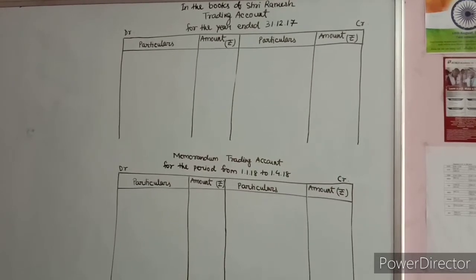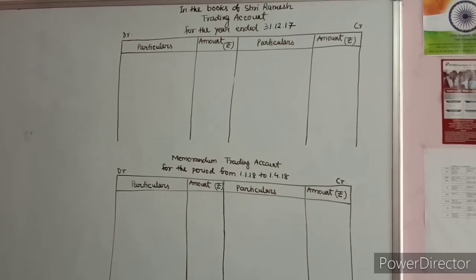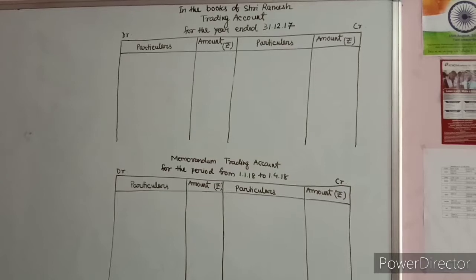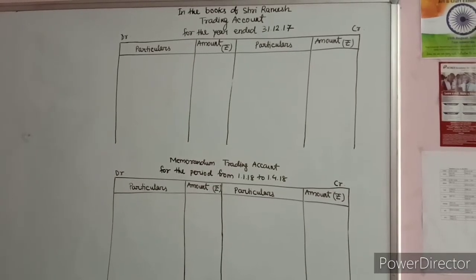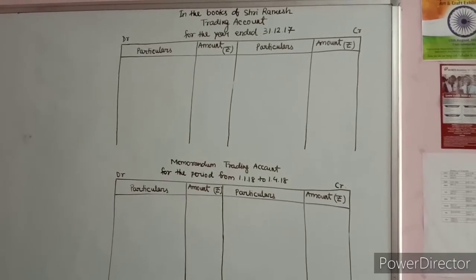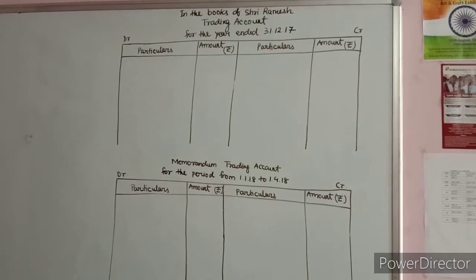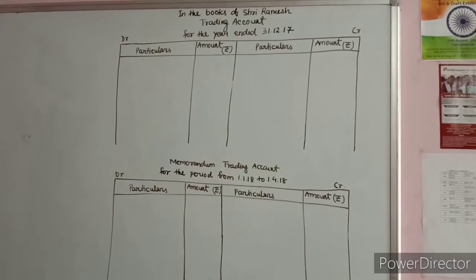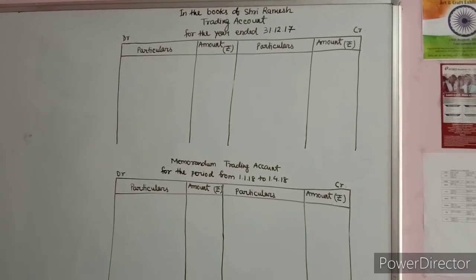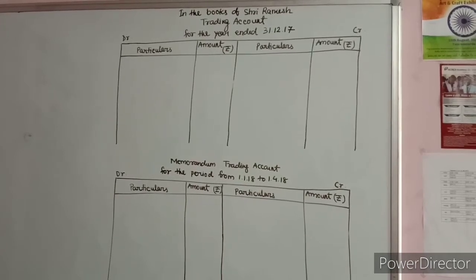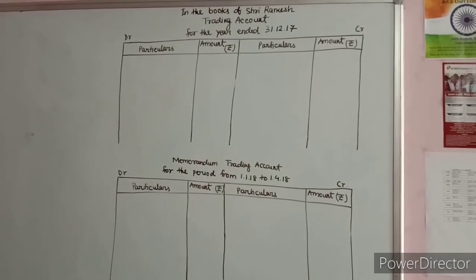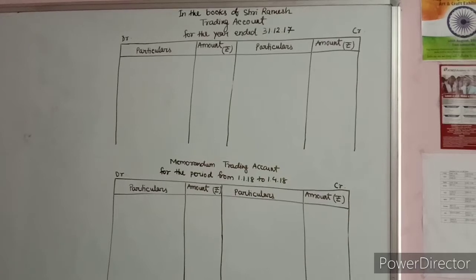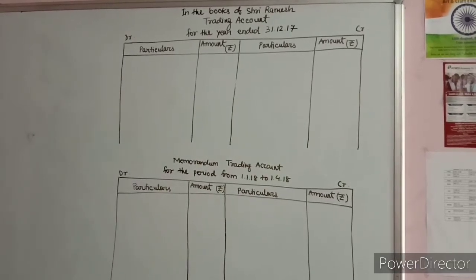With regard to the current period, the closing stock of the previous year will be the opening stock in the current period. So we have the opening stock of the current period. We also have the information of purchases, sales, and wages. So opening stock, purchases, sales, wages. These are the information that we have for the current period.